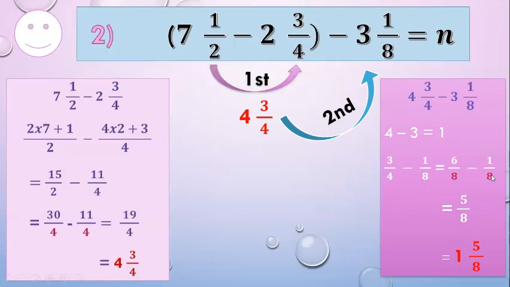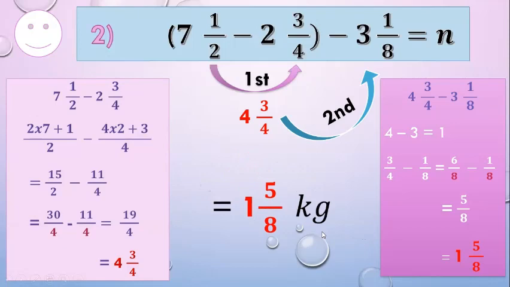LCD 8. 8 divided by 4, 2 times 3, you have 6. 8 divided by 8, that's 1. Times 1, it gives us 1. Follow? Correct. So now they are similar fractions. So let's subtract. 6 minus 1, it gives us 5. Copy the common denominator, which is 8. And take note, you have whole number 1. You are going to affix it here. So now our final and simplified answer is 1 and 5/8 kilogram.